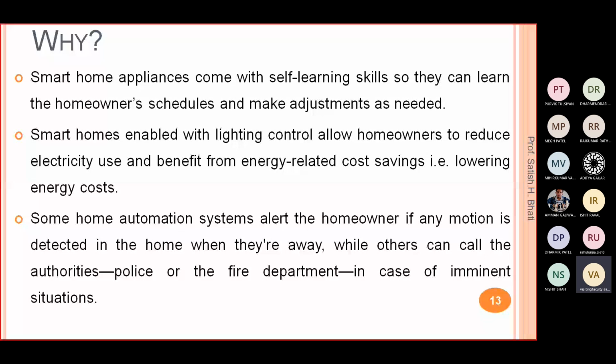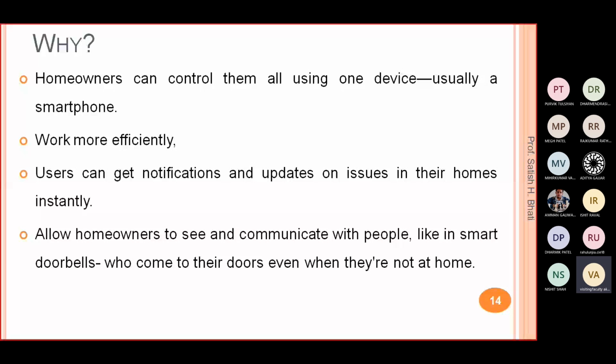Then the owner can control all of the devices from a single device, that is the smartphone. And we know that nowadays everywhere we go with our smartphone. We can forget some other thing, but we never forget our smartphone. So if you have a smartphone, then you can control anything, right? That is also one reason why we are using more and more smart homes. All the work is done more efficiently. The user can get notification updates on issues in their home instantly, right?